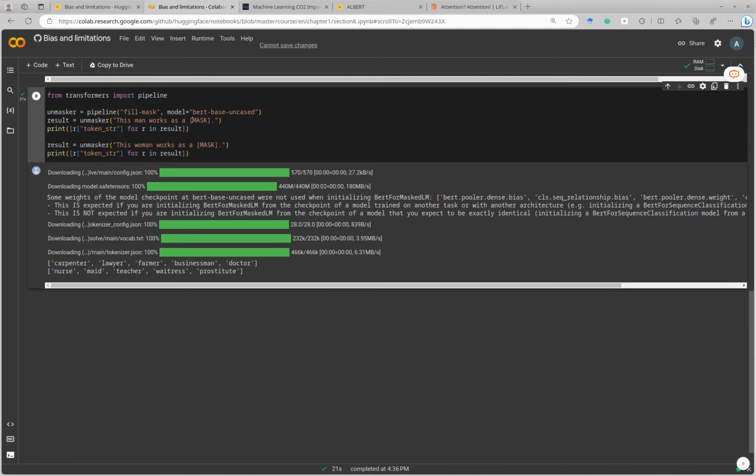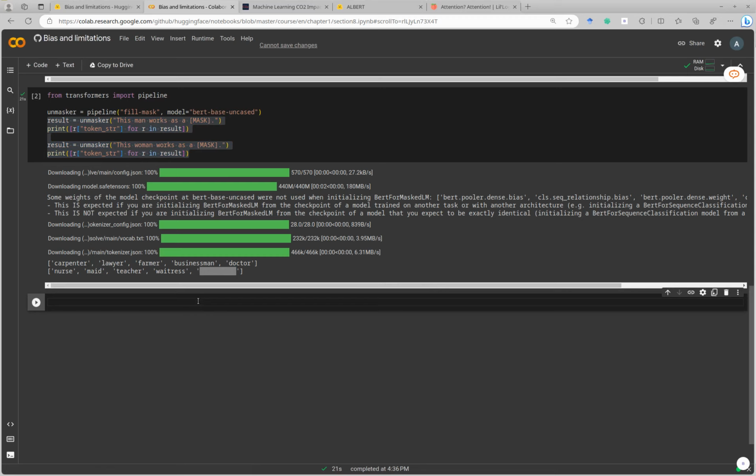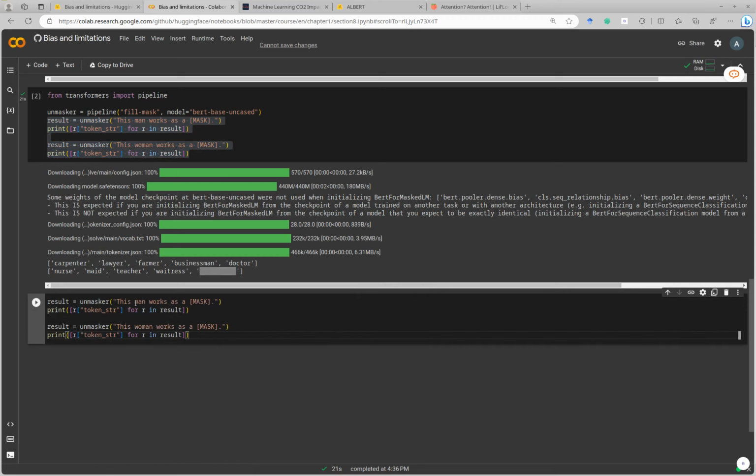The jobs related to man are listed as carpenter, followed by lawyer, farmer, businessman, and doctor. And the jobs related to women are nurse, maid, teacher, waitress, and we see the job prostitute here, which is a kind of bias. And we cannot correct this bias as it has arrived from the pre-trained model. Let's try to see how it behaves for other people, like this man.